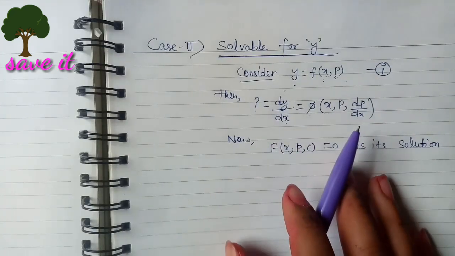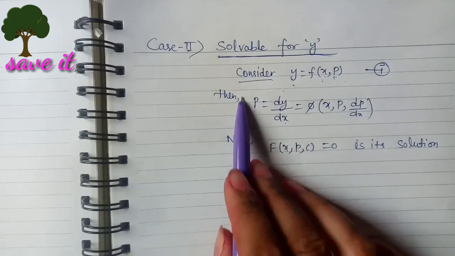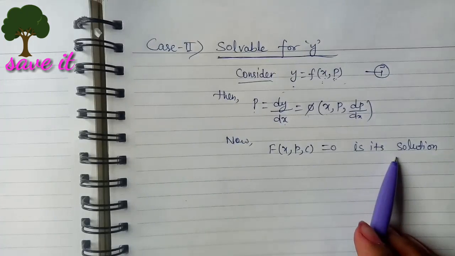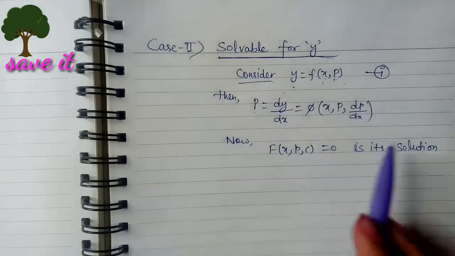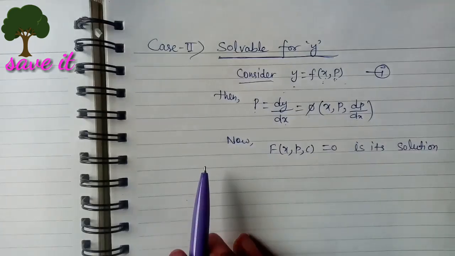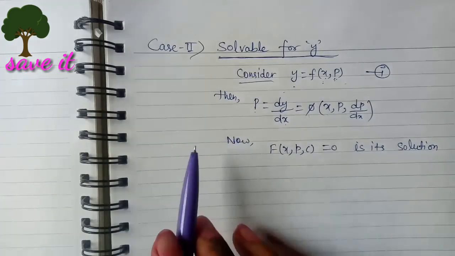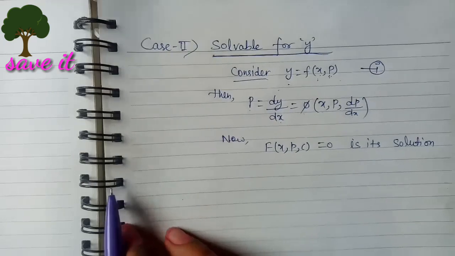The basic criteria is that we need to eliminate this p term from the given equation, and at last we will get the general solution. The way is similar to solvable for p, but here the difference is that we need to eliminate the term p. So let us see one problem related to solvable for y, then we will be clear.